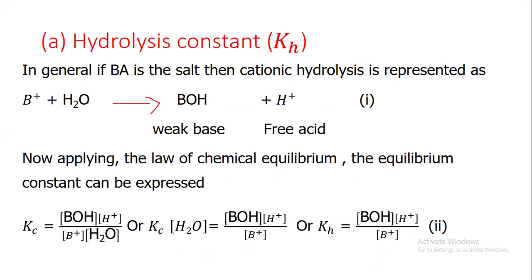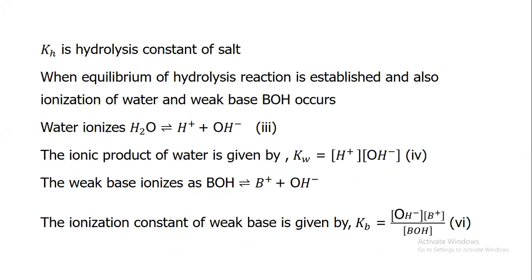Hydrolysis constant: in general, if BA is the salt of a weak base, then cationic hydrolysis is represented as B+ plus H2O giving BOH plus the free acid H+. Now applying the law of chemical equilibrium, the equilibrium constant can be expressed as Kc equal to [BOH][H+] over [B+][H2O]. So Kc[H2O] equals [BOH][H+] over [B+], so Kh equals [BOH][H+] over [B+], equation 2.